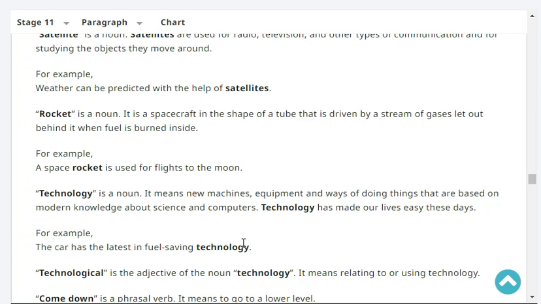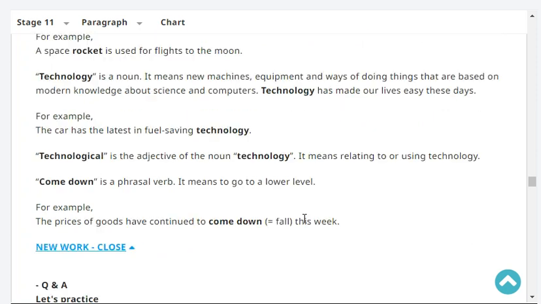Technology is a noun. It means new machines, equipment, and all ways of doing things that are based on modern knowledge about science and computers. Technology has made our lives easy these days. For example, the car has the latest in fuel saving technology. Technological is the adjective of the noun technology. It means relating to or using technology.